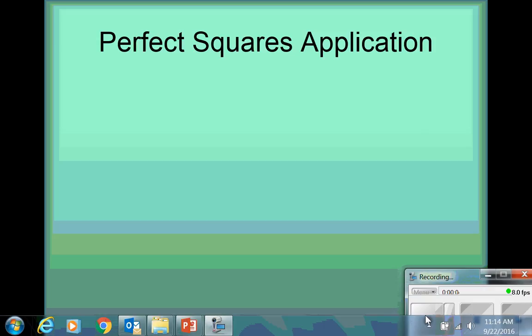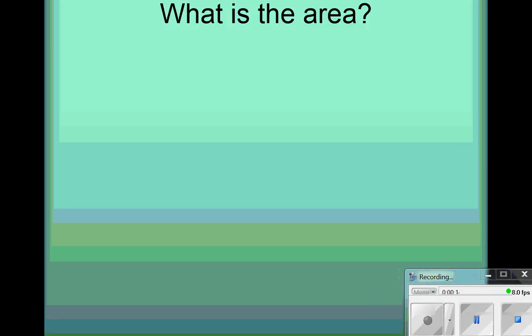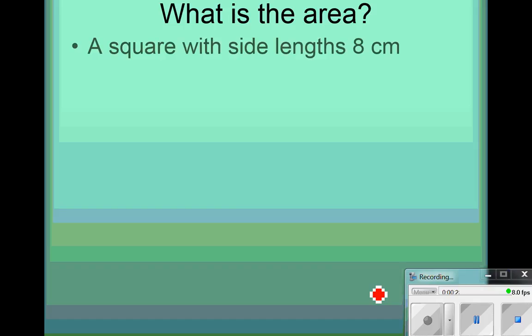Squares application. This is where we're going to be looking at squares and looking for the areas, side lengths, and perimeter based on what we are given. So the first thing that we're going to look at is finding the area of specific problems. For this slide, we're going to look at finding only the area given this information.